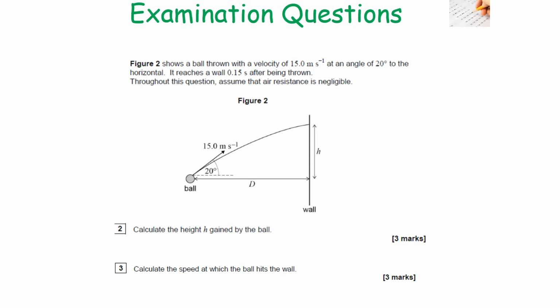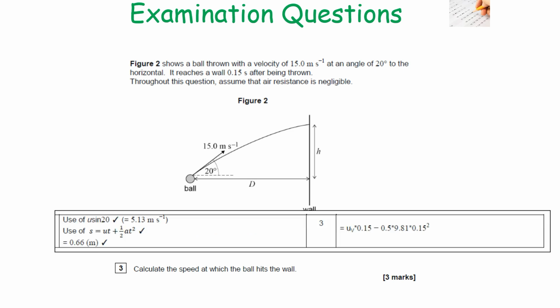We can work out our vertical component of the velocity because we're looking at how high it goes vertically by doing 15 sin 20, so we know that it's 5.13 meters per second. We can then find the correct suvat equation to use. s equals ut plus a half at squared. We know a is 9.81 because it's acceleration due to gravity. We're given t in the question to be 0.15, and we know what u is because we started out by saying it's 5.13, and worked it out to be 0.66 meters. Now, how can you therefore work out the speed at which the ball hits the wall?